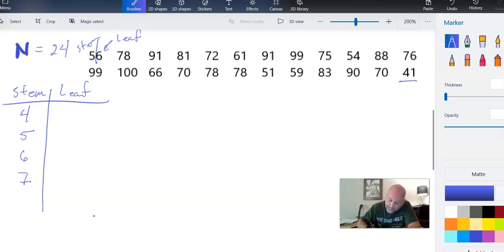And then we'll continue. So this first number here, 56, 5 is the stem. So I have the stem right here, right? And I just need to write in my leaf. So my leaf would be 6. I move to the next number here. The stem is 7 and the leaf is 8. So I'm going to move down to the 7s here.